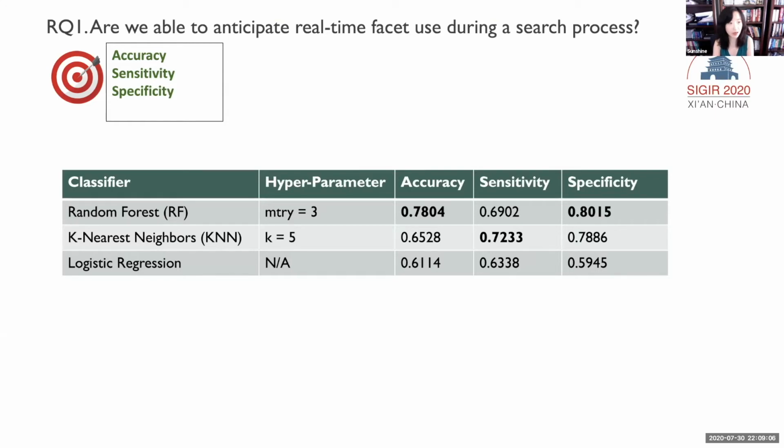Here is the result. That's the machine learning model result. We use 3 models: RF, KNN, and logistic regression. As you can see, in terms of accuracy, random forest outperforms the other 2 models. If we look at the sensitivity and the specificity, we know that random forest is actually better on negative cases than positive cases. So that means it's better at not mistakenly identifying non-faceted actions as faceted actions than at true faceted action recognition.